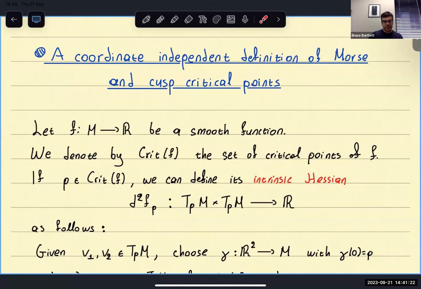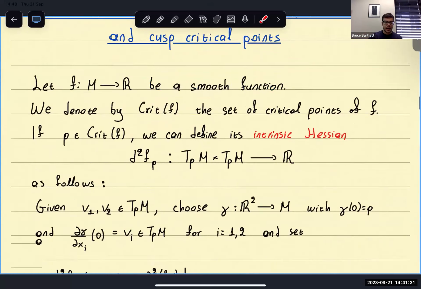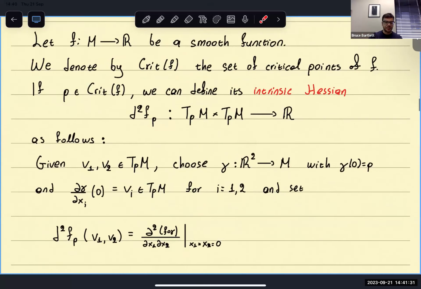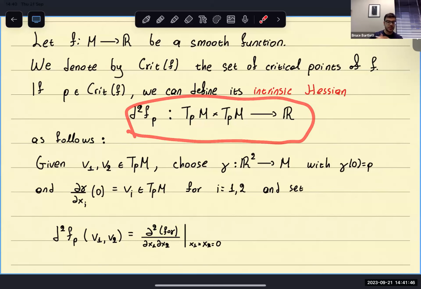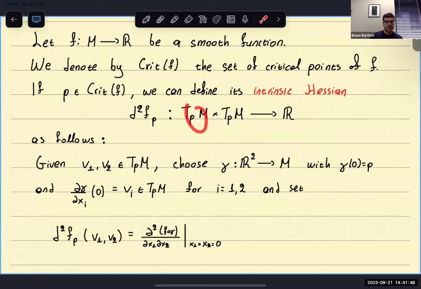Again, we concentrate on smooth functions whose target is R, and we have the set of critical points. We defined the Hessian already by going through a coordinate system. We could define the Hessian in a coordinate-independent way. So we can define this map, which turns out to be a bilinear map from the tangent space cross the tangent space at p to R.